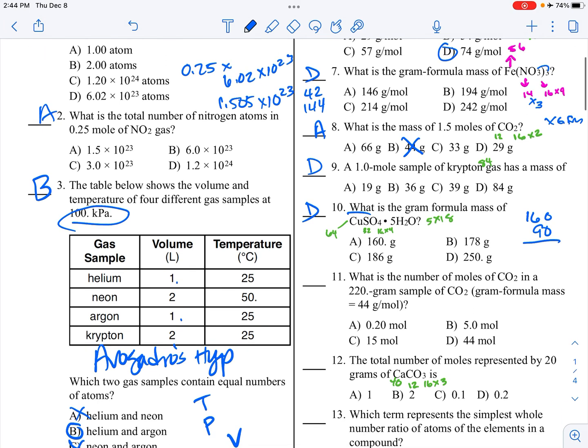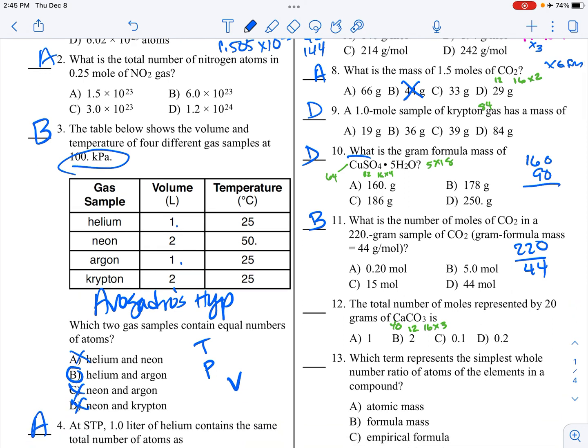All right, how many moles? What is the number of moles in a 220 gram sample of CO2? And it told me the GFM. Thank you. So grams back to moles, we're going to divide 220 divided by 44. 220 divided by 44 is 5.